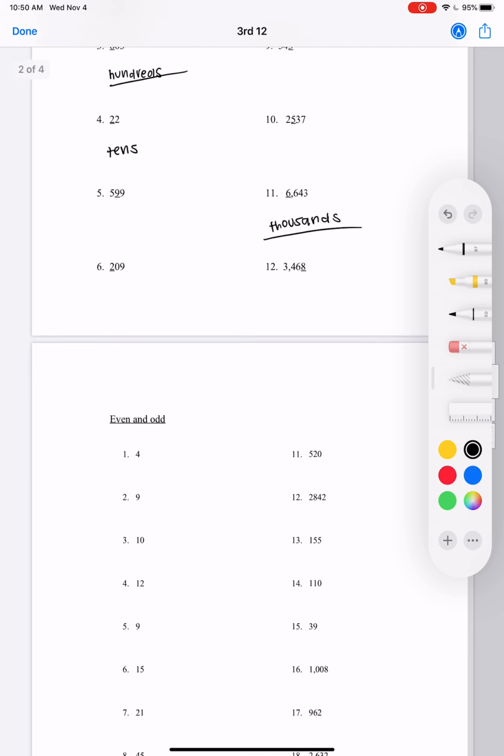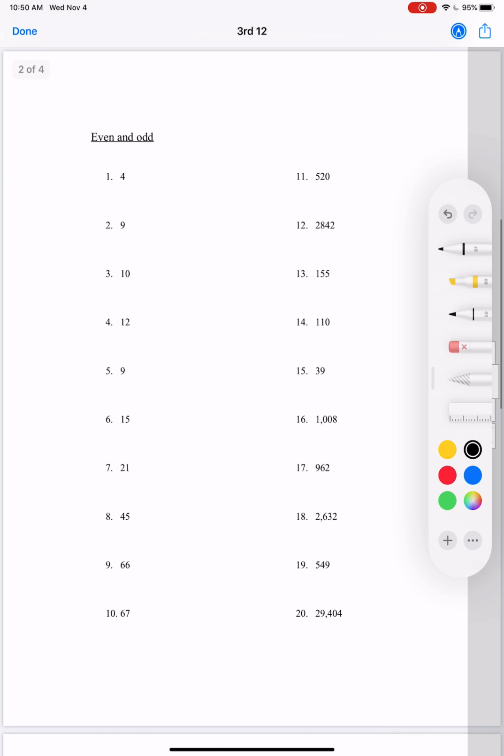Okay. Next worksheet. The next worksheet asks if the number given is even or odd. So an even number just always ends with either 2, 4, 6, 8, or 0. So this is even. An odd number always ends with 1, 3, 5, 7, or 9. Oh wait, my bad, not 2.